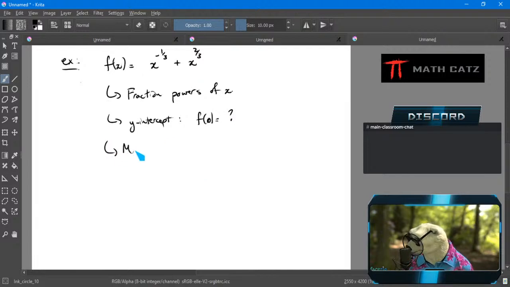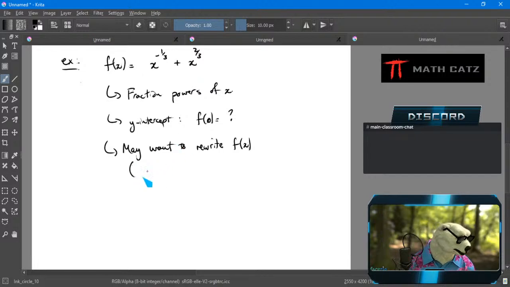I'll say here, I may want to rewrite this? May, because it's not essential. It's a choice that I'm making. And in my experience, it's a good choice. How do I do it for these kinds of functions? Here is the rule of thumb. It's not a rule. It's just going to be a handy attempt that will almost always work.